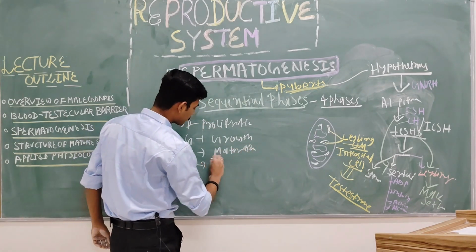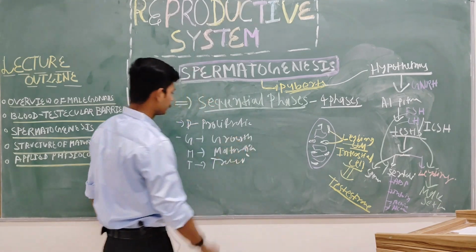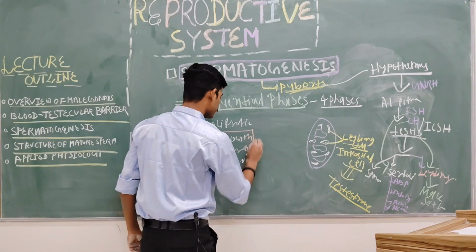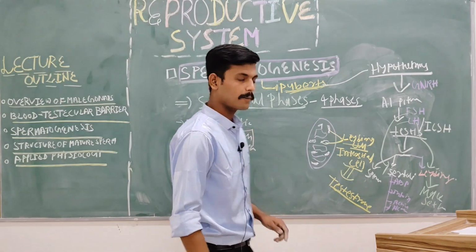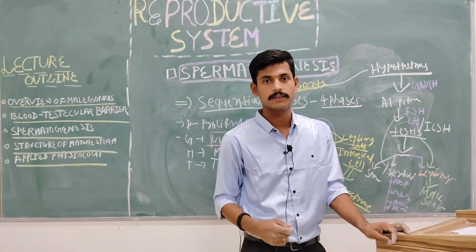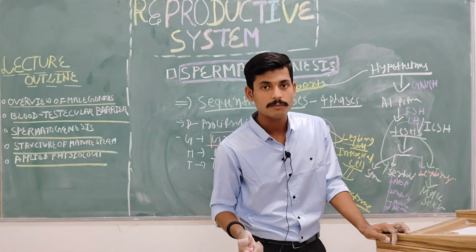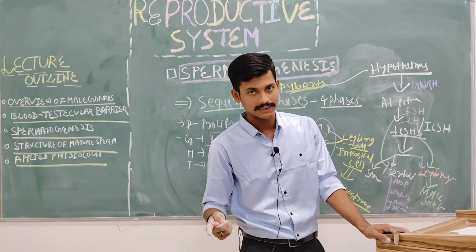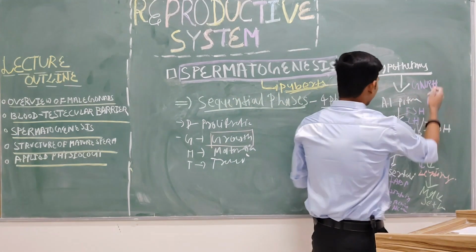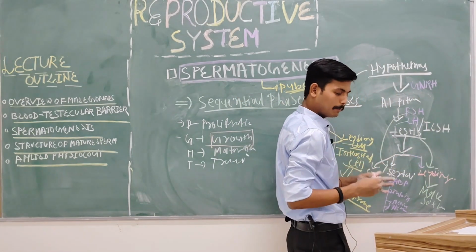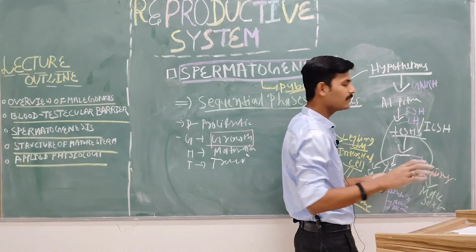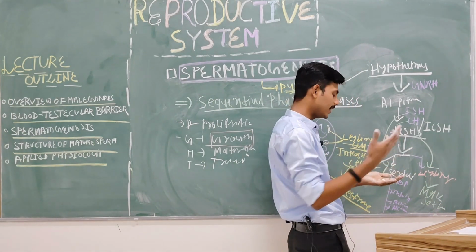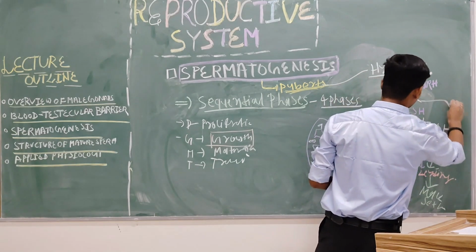Okay, T stands for transformation. Now, there is one phase, this growth phase. How does growth happen? Under the effect of growth hormone, and growth hormone is secreted by the anterior pituitary gland. So in the case of male spermatogenesis, apart from the gonadotrophin hormones, there is a need for another hormone, and that hormone is called the growth hormone.